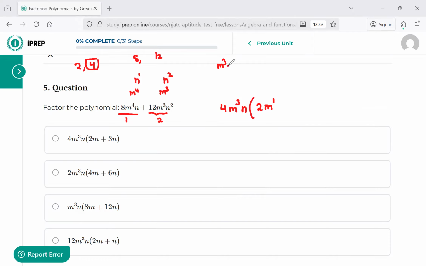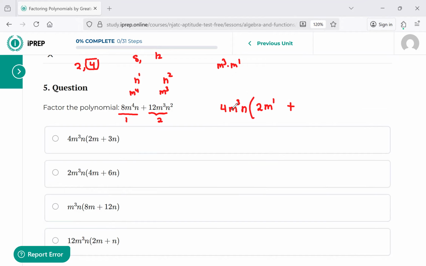So m^3 times m^1 is m^4. And then what about n's? Do we need any more n's? No, because we already have one n here, so we're good. Then we're going to need a plus because there's a plus.